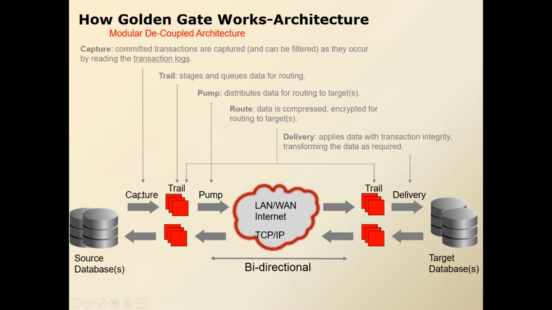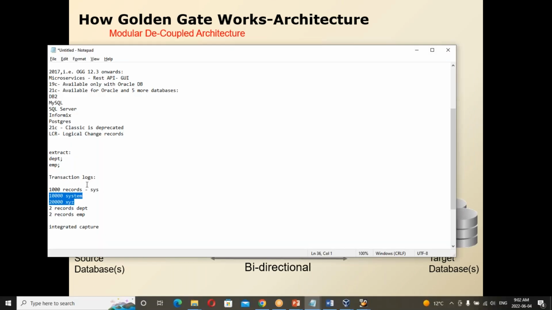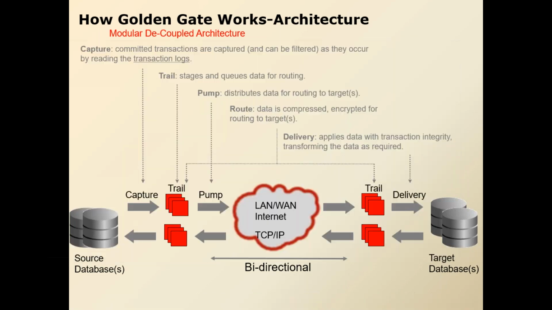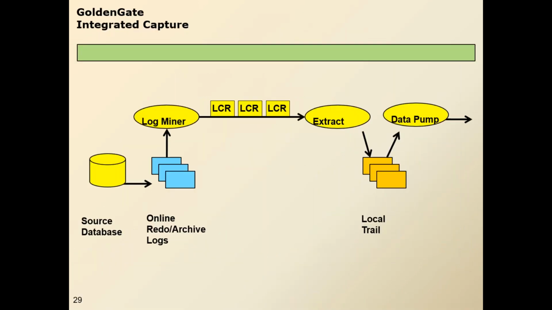So the thing is, here the classic capture is external to the database, and it is reading these transactions which are not needed by the extract process. However, in integrated capture, the same task has to be done, the same task this log miner is doing, but because it is internal to the database, it is much faster than classic capture. So that is why your integrated capture is faster than classic capture.